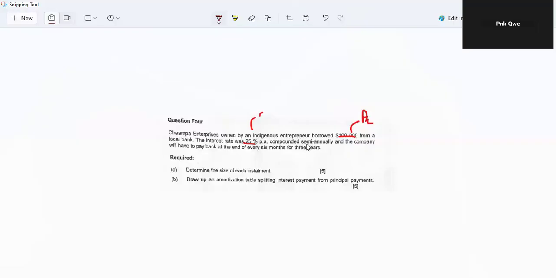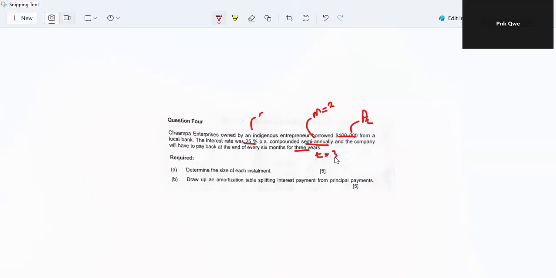Compounded semi-annually, meaning our m is what? M is 2, right? If it was quarterly, what was our m? And the number of years, time, is what? 3 years.